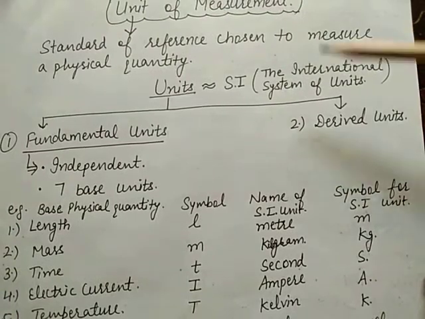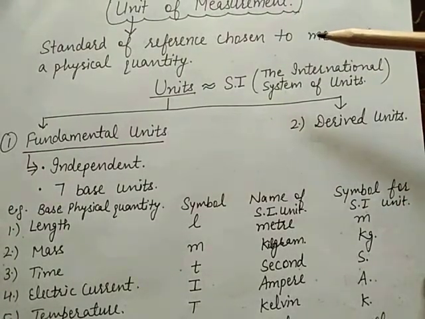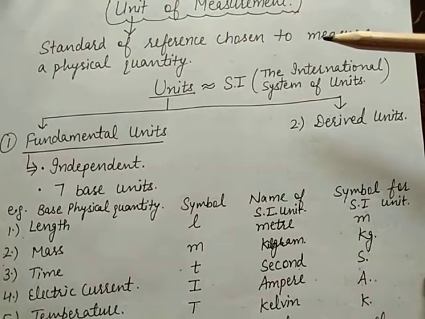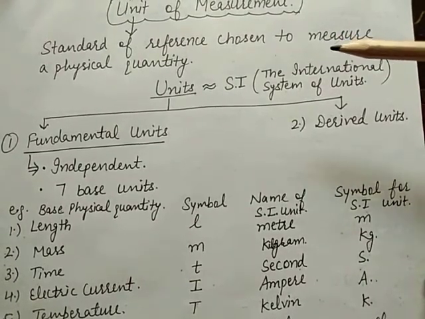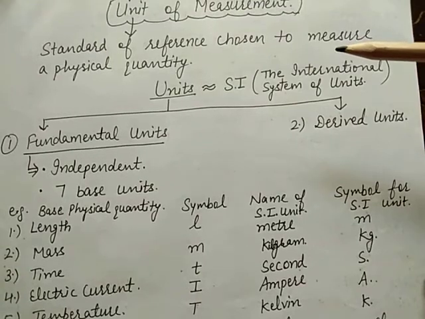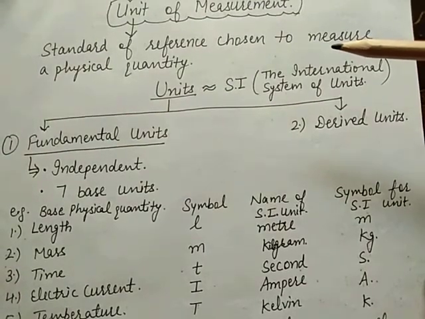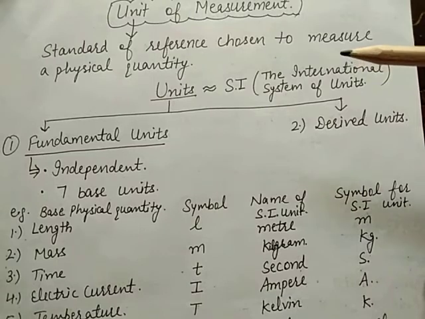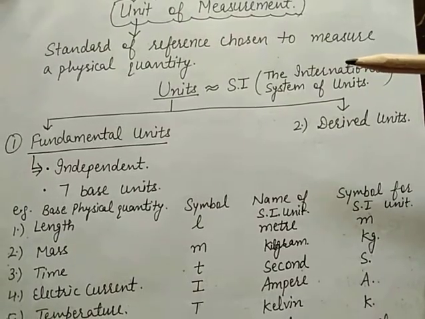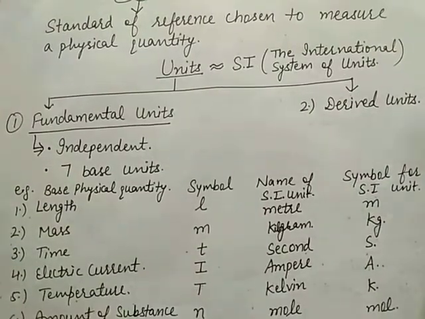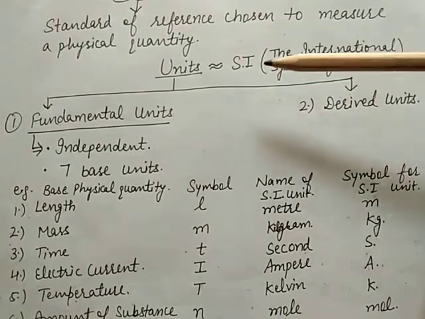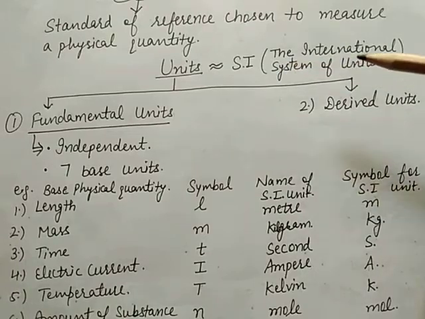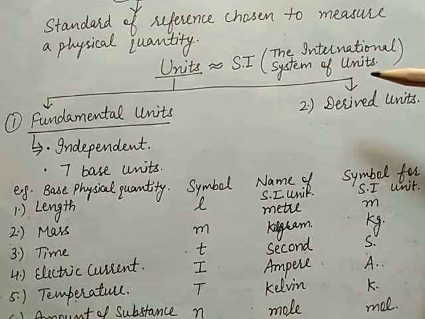Each physical quantity is represented by a number, followed by the unit in which it is measured. Here I will take one example. Suppose the length of a pen is 10 centimeter. Here 10 is a number and centimeter denotes the unit in which length is measured. Nowadays, SI unit is most important. SI means International System of Units.